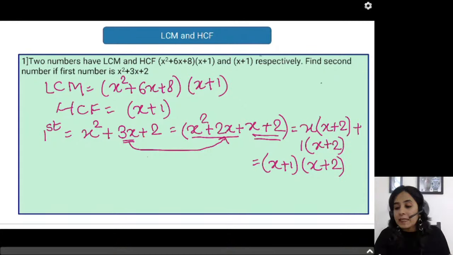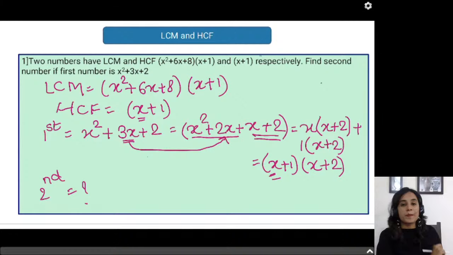My HCF is x plus 1. We have the x plus 1 term here in the first number as well. Now what should be the second number? So I have solved the quadratic equation for you. I am going to solve the LCM also in the similar way so that it becomes easier for you to understand, and then please answer this particular question.